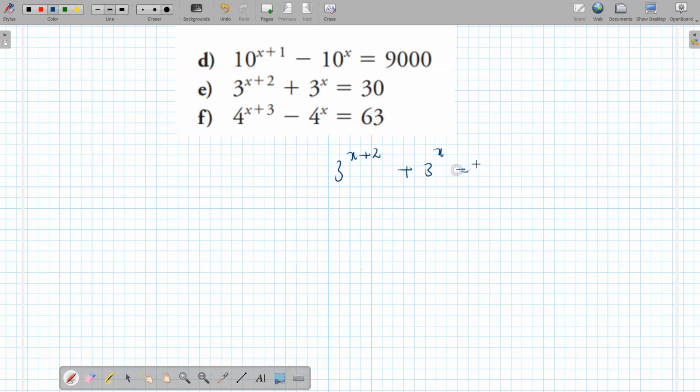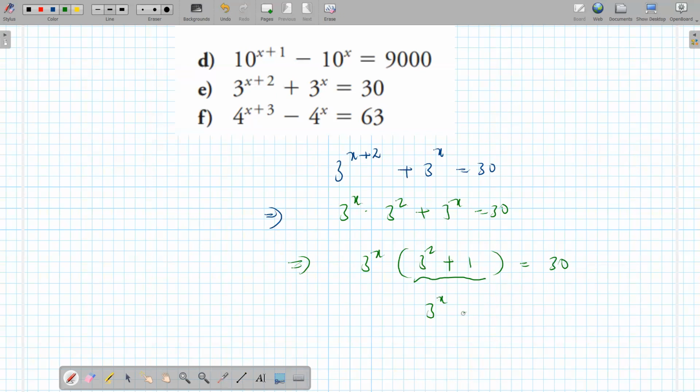The next question is exactly the same. What's the first step? You want to break this into 3 to the power of x times 3 to the power of 2. And then look at how easy this is. Now you want to pull out 3 to the x. What are you left with? 3 squared plus 1. That's a 10. So you have 3 squared times 10 equals 30. You have 3 to the x equals 3. So what's x equal to? 1, and you're done.